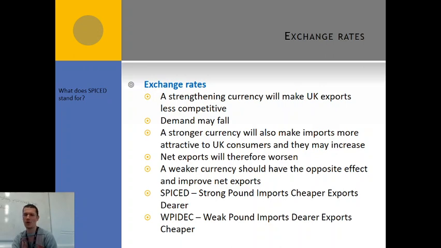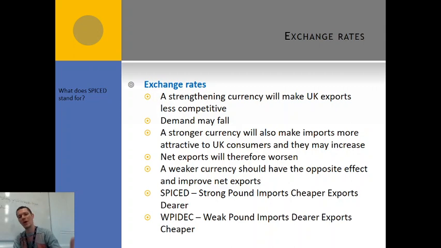In terms of the exchange rate, well, we need to think about SPICED and WHOOPIE DECK. We've already mentioned this. A strong currency will make UK exports less competitive, okay? Think about it, SPICED: strong pound, imports cheaper, exports become more expensive. Because of our strong pound, that makes us an importer, doesn't it? Because if £1 is going to get me $1.30, then I've only got to pay £2 to get $2.60. £3 to get $3.90. So relatively speaking, me buying American things is relatively cheaper, okay, than an American buying from us, who's got to spend $3.90 to get £3 worth of British stuff.